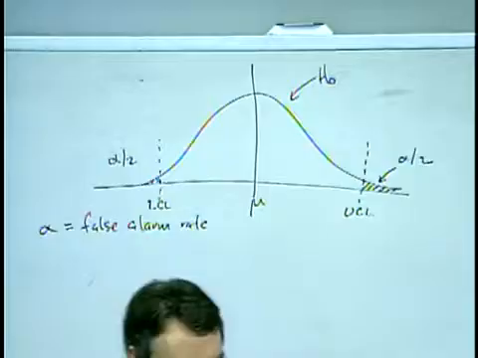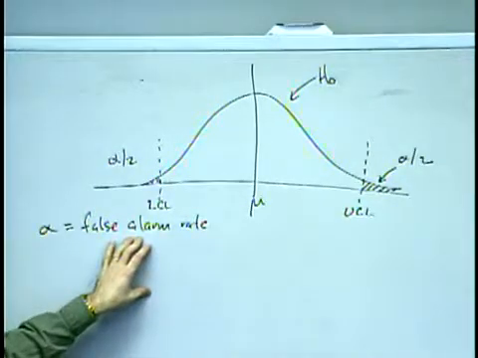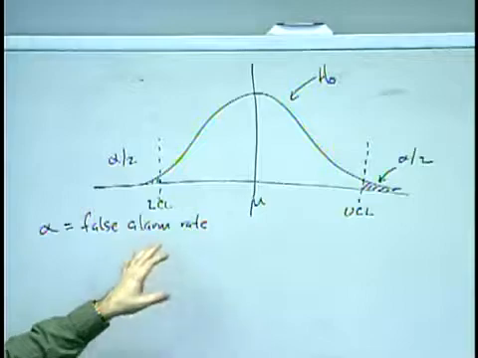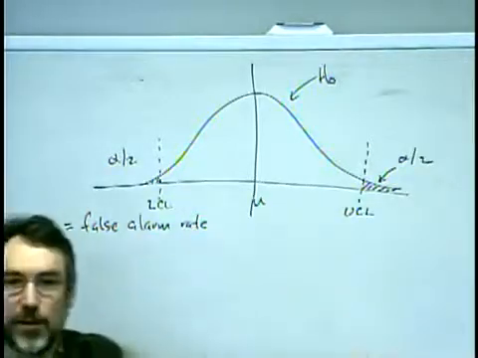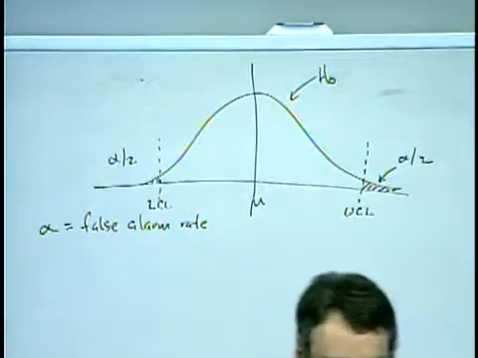Now another way of talking about this false alarm rate is also the inverse of the false alarm rate, which is how many runs does it take on average before you get a false alarm? And this is referred to as the average run length.